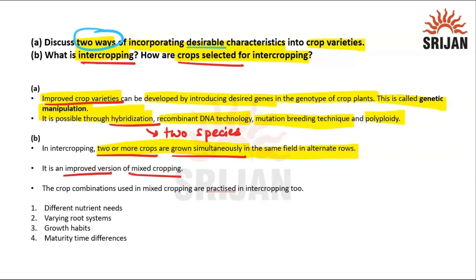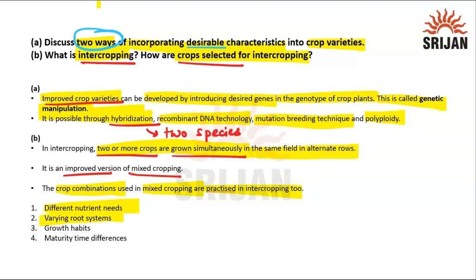Now in the case of intercropping, the crop combinations that we practice must, as in mixed cropping, have different nutrient needs. The crops that you are using have to utilize different nutrients: one utilizes magnesium, one utilizes zinc, one utilizes some other mineral. The nutrient needs are different, and that is how they are able to survive, because if all the crops are fighting for the same nutrients, then only one crop will survive and the rest of them will die.